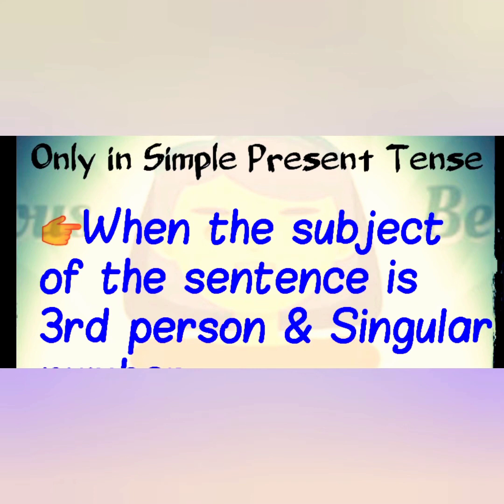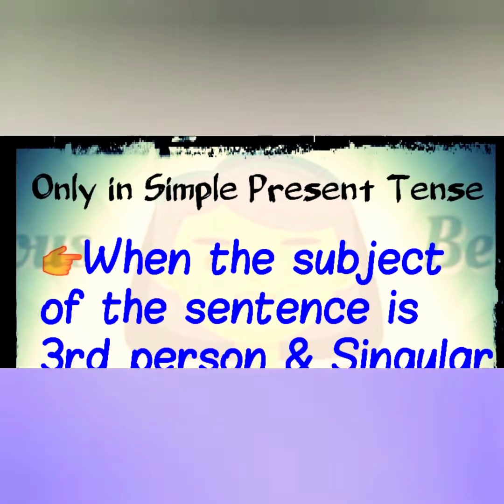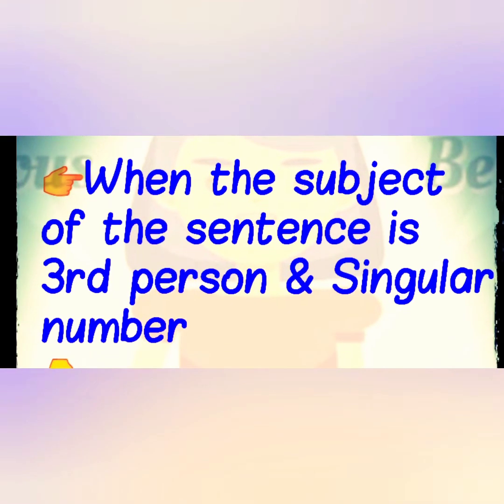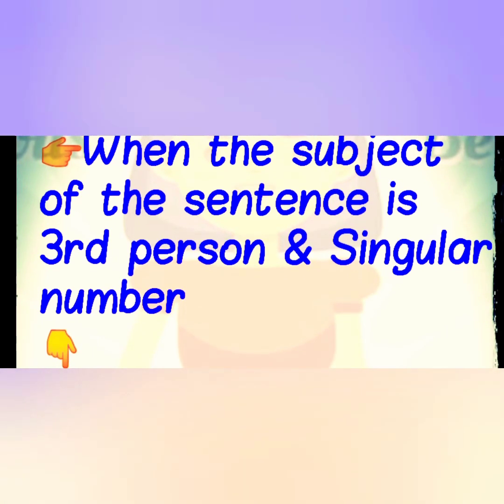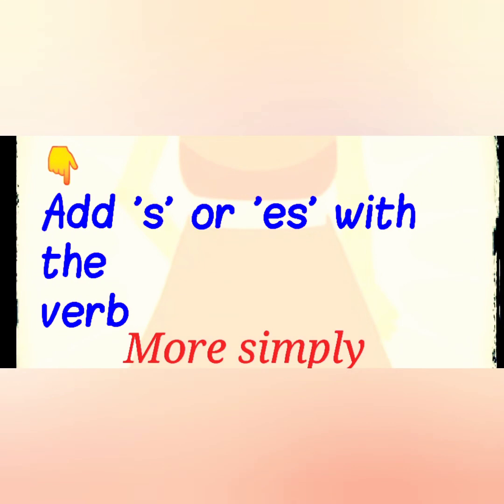Anyway, only verbs with a third person singular noun or pronoun as a subject use an S or ES at the end. The subject in your sentence is some, which is a plural pronoun in this case. Look, only in simple present tense, when the subject of the sentence is third person and singular number, then we have to add S or ES with the verb.